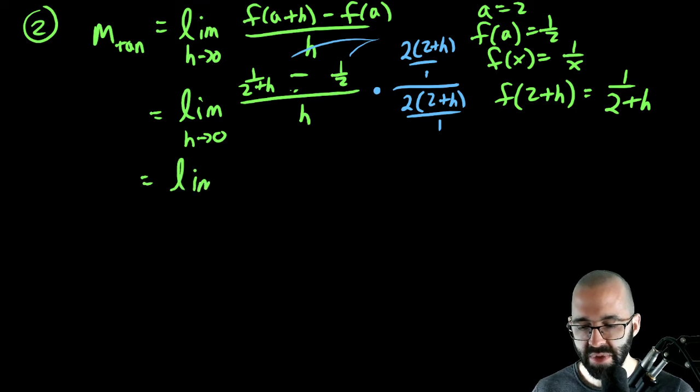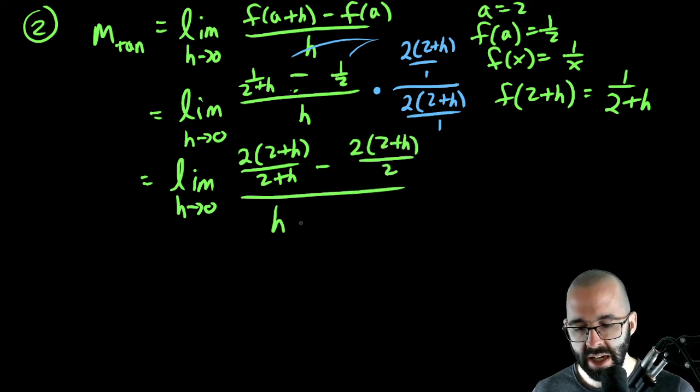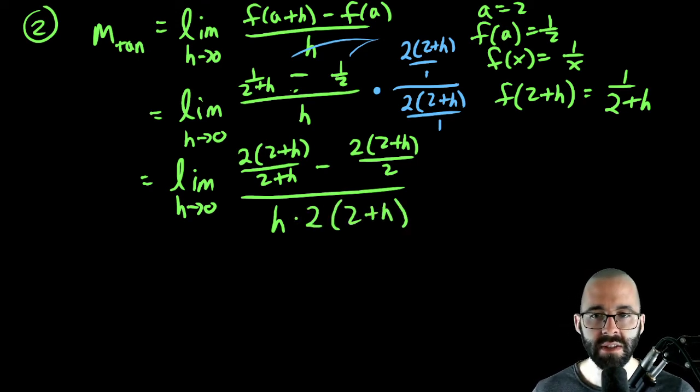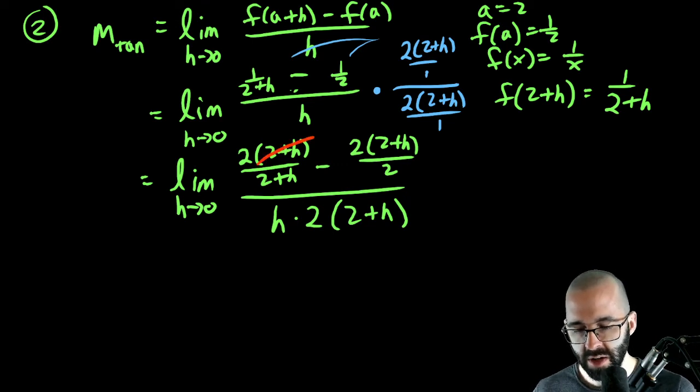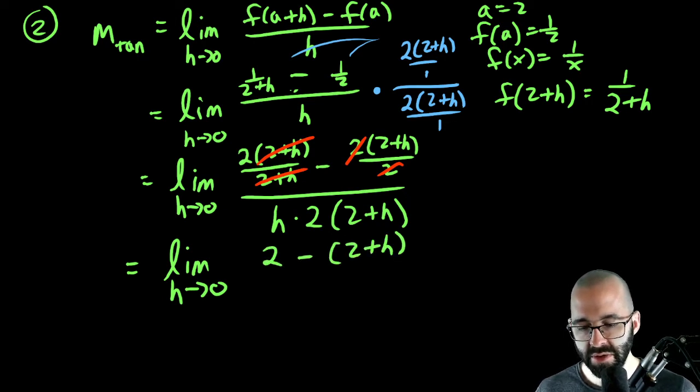When we do that, we get the limit as h goes to 0 of 2 times 2 plus h divided by 2 plus h minus 1 times 2 plus h over 2, all divided by h times 2 plus h. All the numerators in the little fractions get that 2 times 2 plus h. And then just like before, things are going to cancel. Whenever we use this method, the little fractions should always go away. We're left with 2 minus 2 plus h. Don't forget those parentheses.